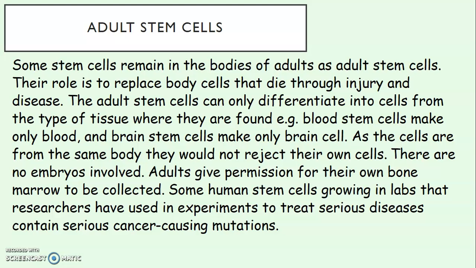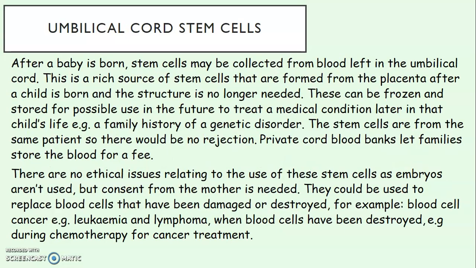Okay, final one we're going to look at is the umbilical cord stem cells. So this is, once a baby has been born, there will be blood left in the umbilical cord, which has got lots and lots of stem cells. These are formed from the placenta after birth, and the structure isn't needed, which means you can harvest these stem cells and then freeze them and store them for a possible use in the future to treat a medical condition.